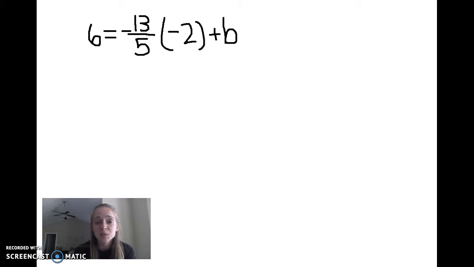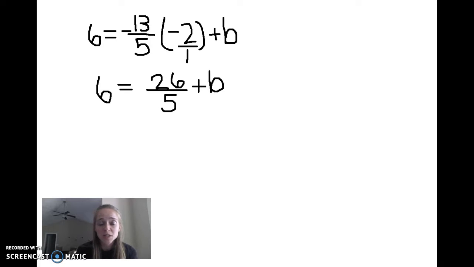And from here, I just have to get b by itself. So I have to simplify as much as I can. I'm going to multiply -13/5 and -2 together. The thing I need to remember here is that -2 is a whole number, but I can always write it as a fraction by writing -2 over 1. So when I multiply fractions together, I just multiply straight across. That means I actually get a +26/5 plus b on the right-hand side. And I'm going to rewrite 6 as a fraction as well, because I'm going to want to subtract 26/5 from both sides of the equation, so I really want a common denominator.